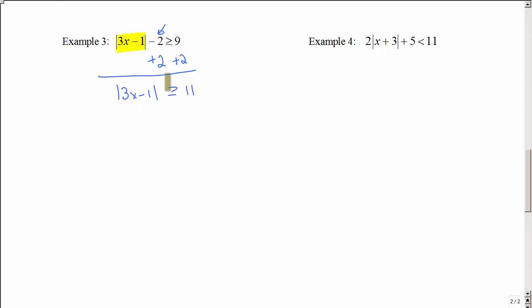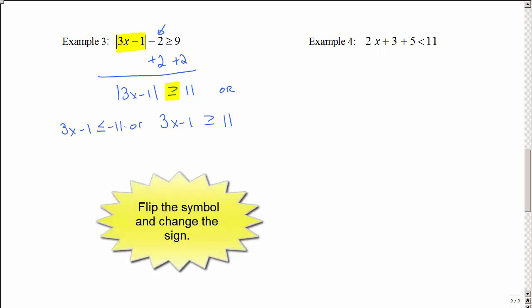Now, once it's isolated, you look at that symbol and you say, is that a greater than or a less than? If you have your absolute value on the left-hand side, it makes it really easy because we just want to read it left to right. So that's a greater than, so we know we have an or, so we want to write it just like it is. But we also want to write it comparing it to the negative 11, so we want to flip it, change that sign. Flip it, change that sign.